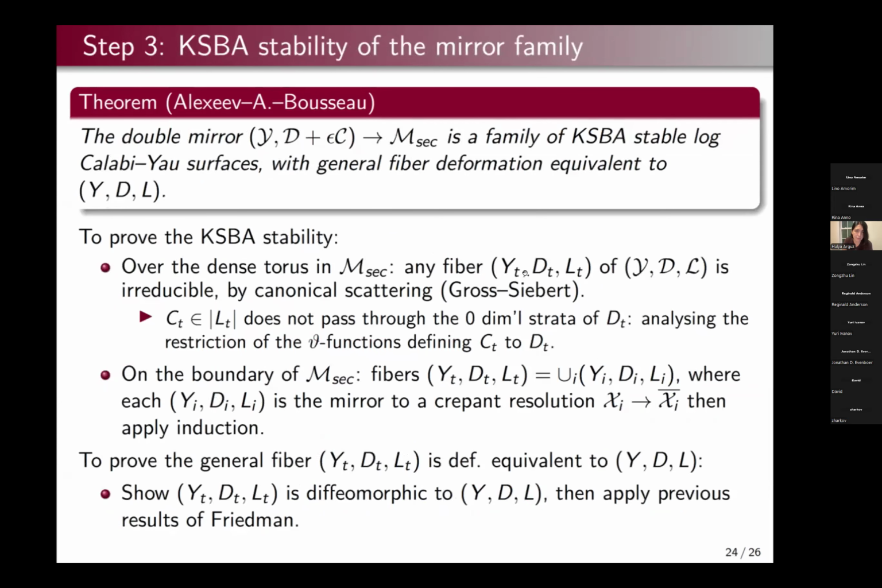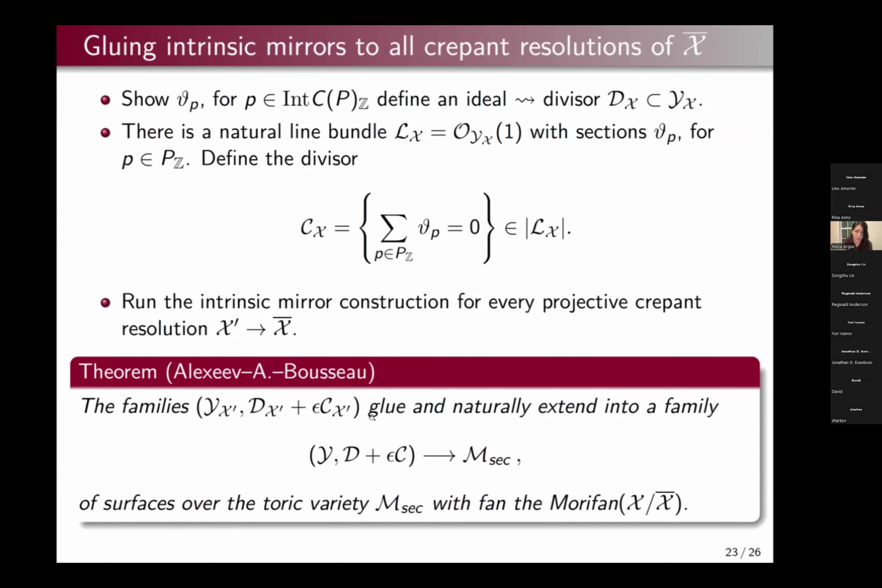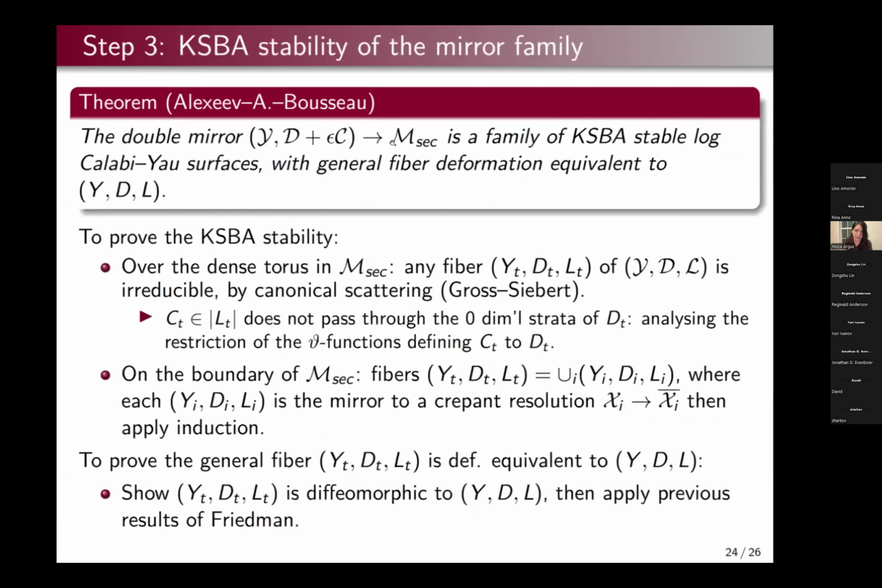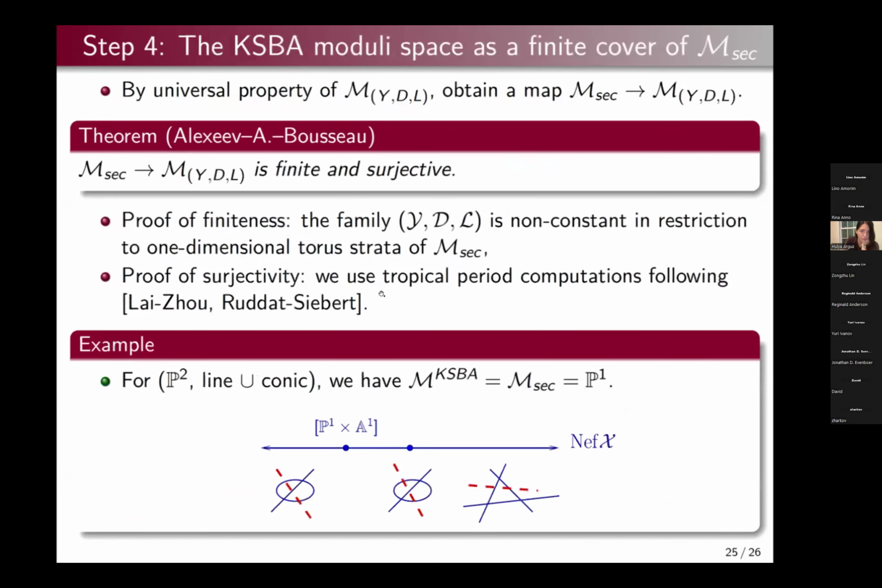And then, we show that once we construct a stable mirror by this gluing, this family is K-space stable, and this K-space stability is a major technical chapter. Furthermore, we prove separately in another chapter that the general fiber is deformation equivalent to what we started with. Okay, so I will skip the proof of this.